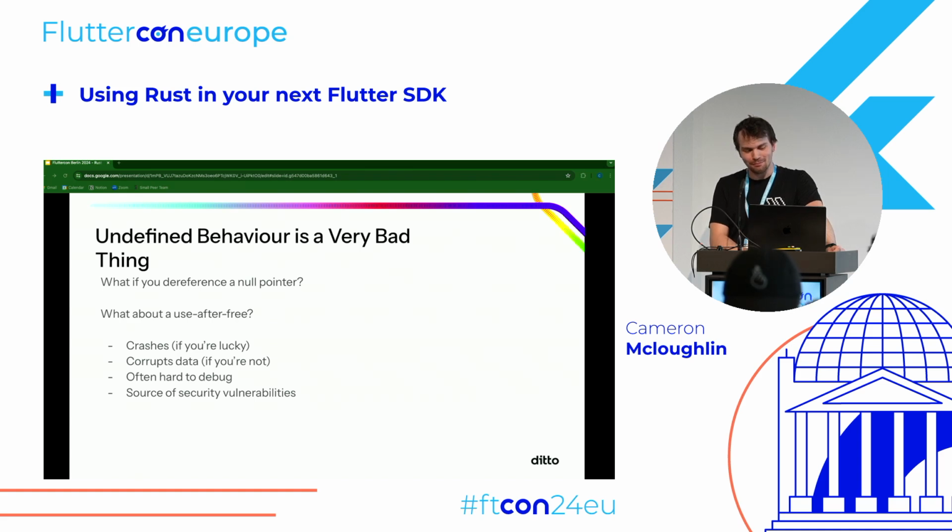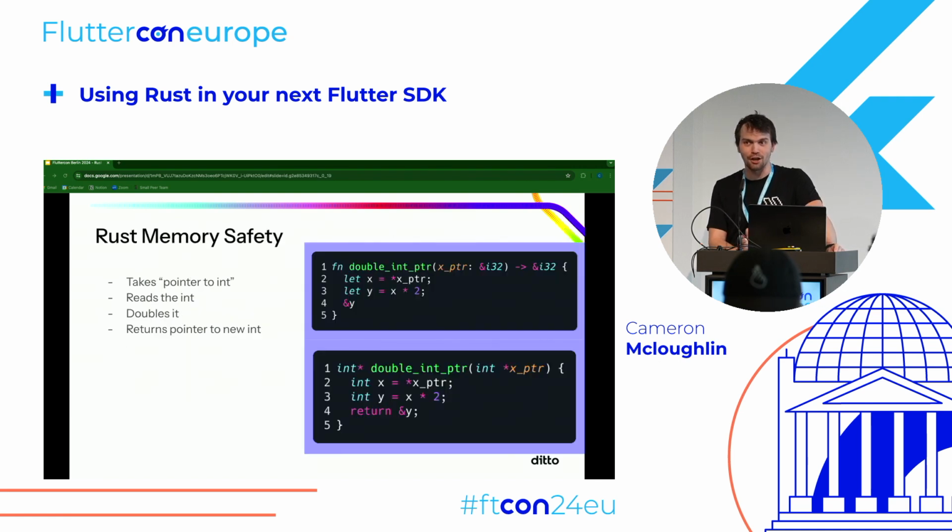So this seems really bad. Why would you want to expose yourself to it? Well, Rust tries very, very hard to make sure that you don't. So here we've got, on the top, some Rust. On the bottom, we've got C. And they're both doing the same thing. They're functions that receive a pointer to an integer, they dereference that integer, they double it, and they return a pointer to the doubled value.